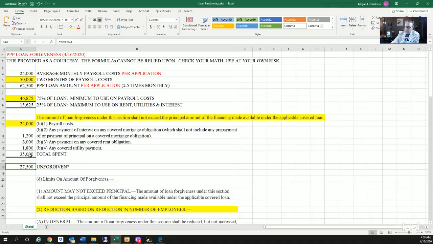27,500. Okay, you borrowed 62.5. You spent 35. 27,500. Now you should just have that money sitting there. It should be literally sitting there. You only spent 24 grand on payroll and these other items. You have 35 grand spent. You borrowed 62.5. You should have 25 sitting there, or 27,500 sitting there.